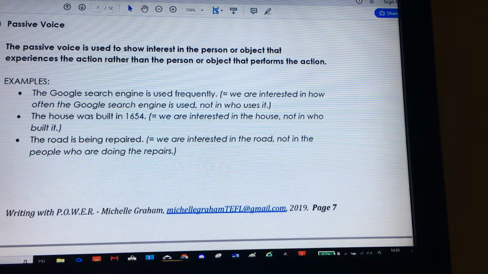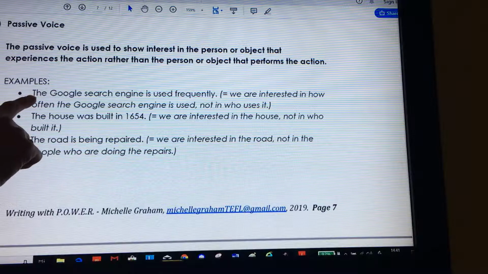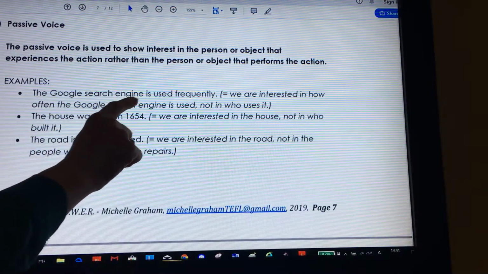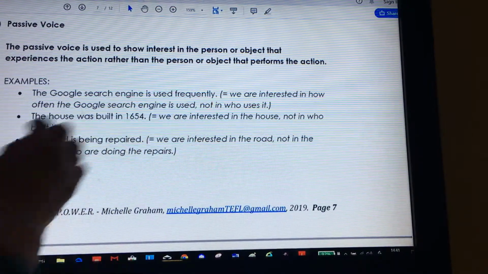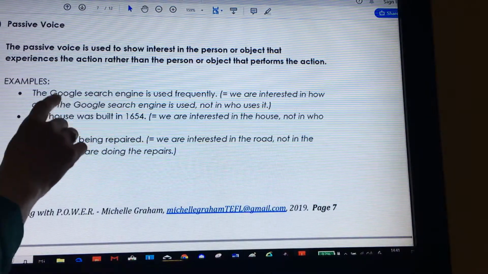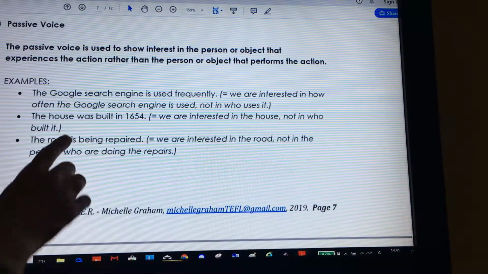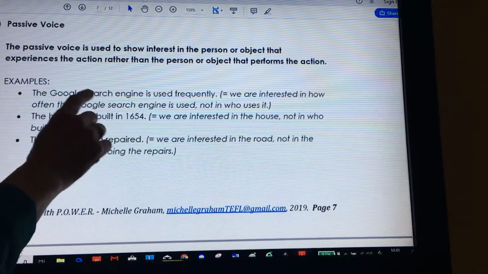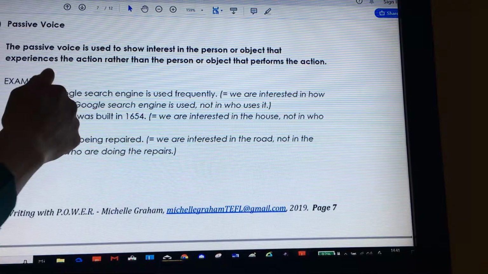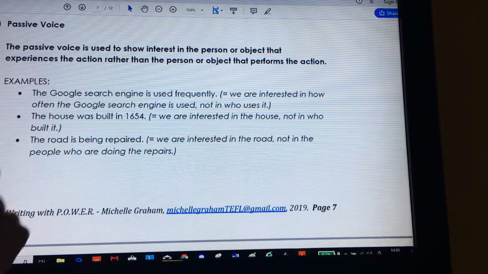So here's an example of the passive voice. The Google search engine is used frequently. So we're interested in how often the Google search engine is used, but I'm not saying who is using it. So that means that the Google search engine is actually the object. That means that this is something that's happening to that.